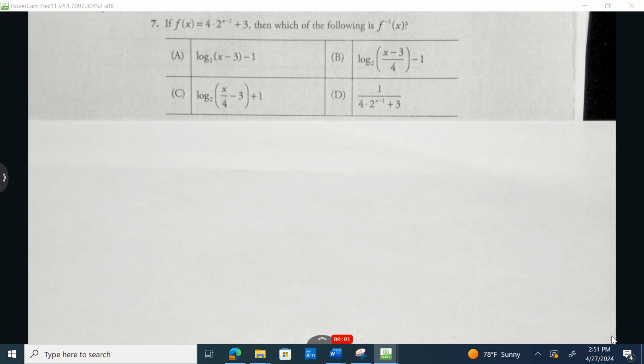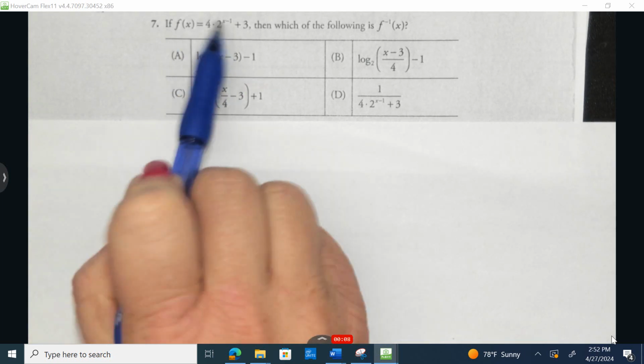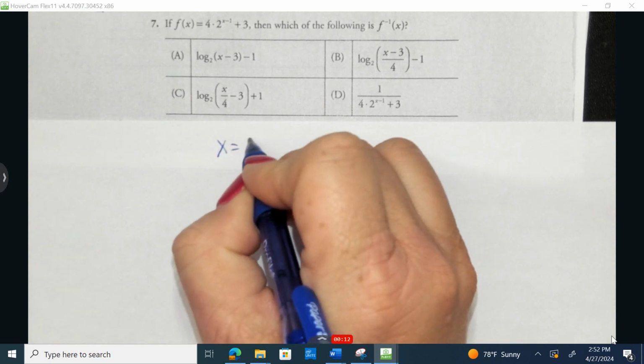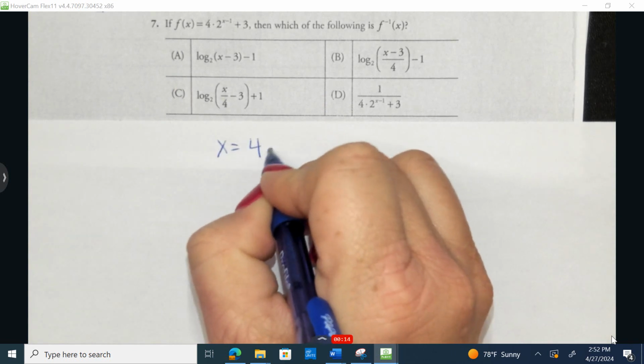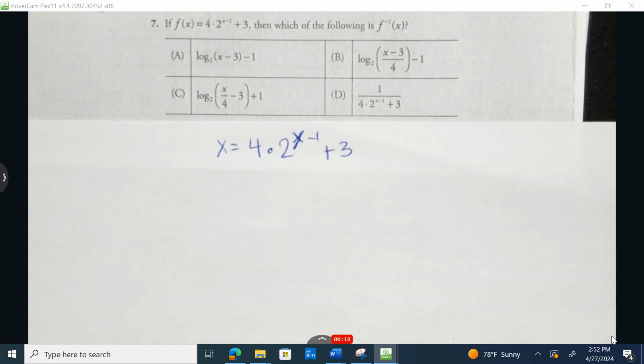We are provided with the function f of x, and we're asked to identify the inverse of it. Remember, when we find the inverse of a function, we're going to switch the x and y. So I'm going to change f of x to an x, and I'm going to change x to a y. Now we need to isolate the y.